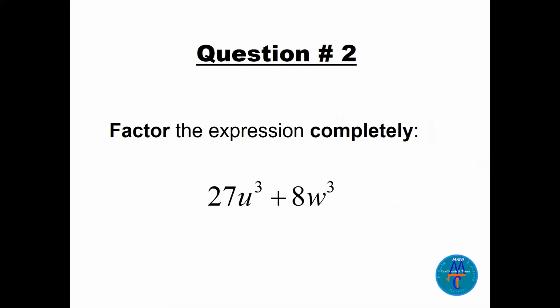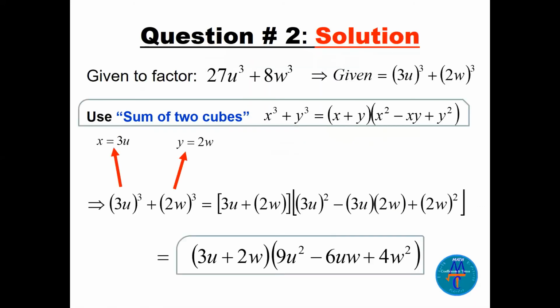27u cubed plus 8w cubed. Let's factor it. You can pause a little. You can use one of the formulas in the list of the correct formulas. This is a sum here. We have a sum. So in details, it's not a difficult question.